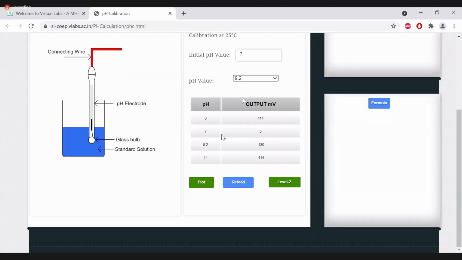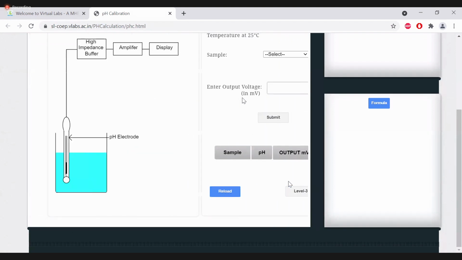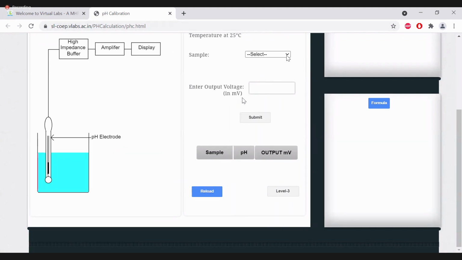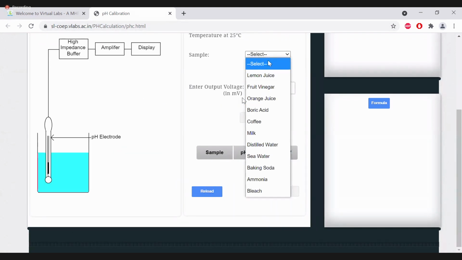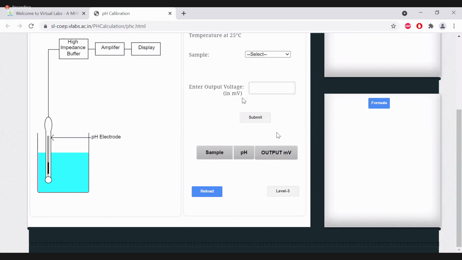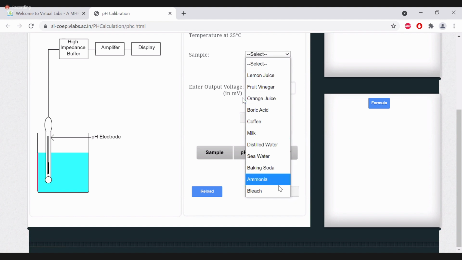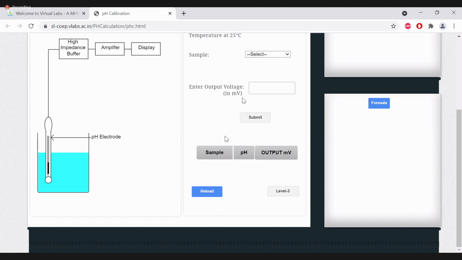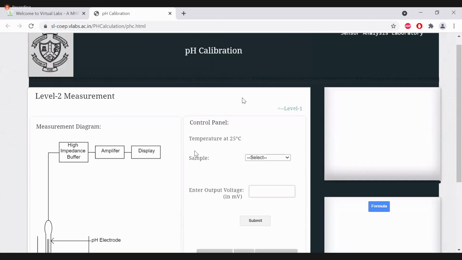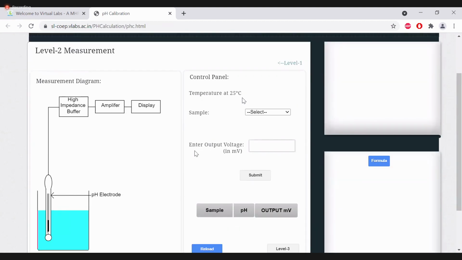And after completing level 1, you should go to level 2. And here, take randomly any 2 or 3 liquids. It is up to you. If you don't want to take distilled water, take one acidic liquid and one alkaline liquid, and you will get graphs. All of you conduct level 1 and level 2 simulations.